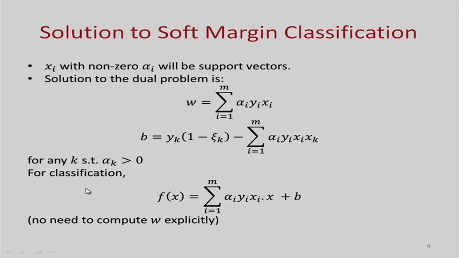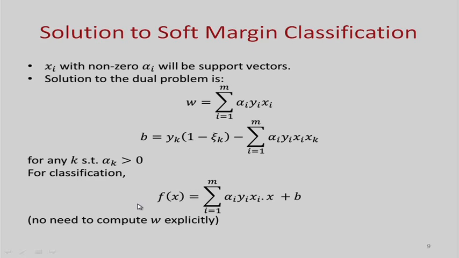For classification, once we have found the solution of this equation, we can use it for classification. Again we use the similar formula f(x) equal to sigma i equal to 1 to m alpha_i y_i x_i dot x plus b. So, x is the test point and i corresponds to those points for which alpha_i is non-zero, which are exactly the support vectors.